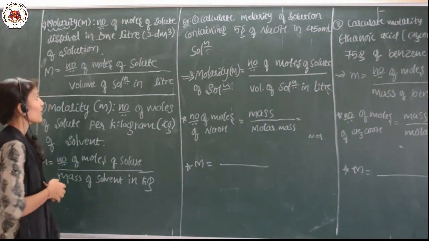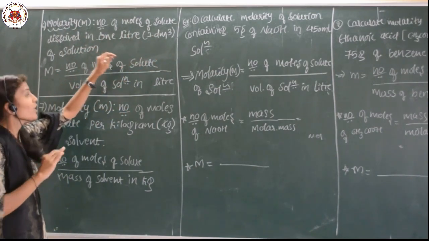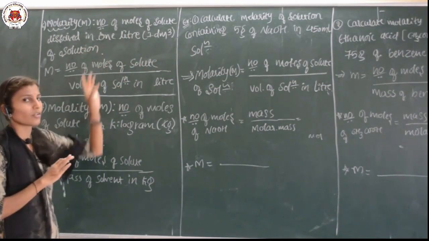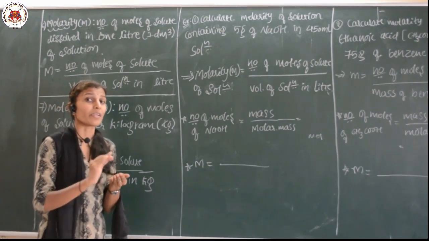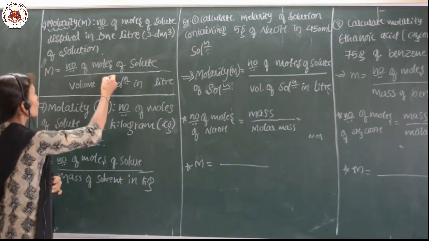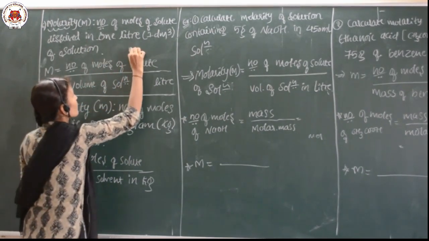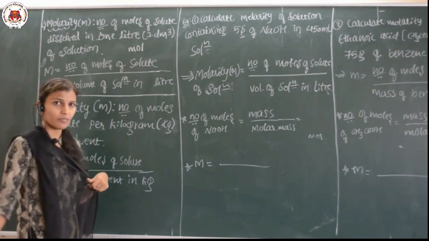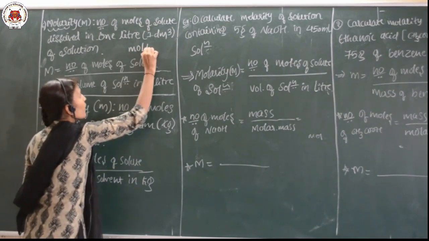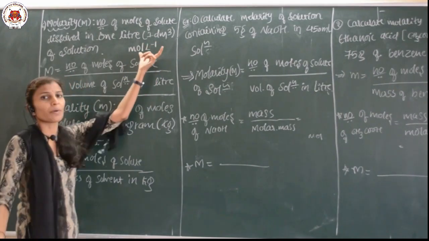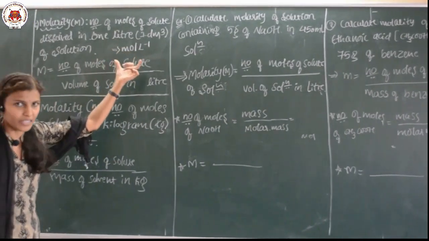Once again I will tell you, molarity is the number of moles of the solute dissolved in 1 liter of the solution, and it is indicated by the capital M. So see here, unit of the molarity: number of moles of the solute is expressed in terms of mole divided by the volume of the solution in liter. It means per liter. Mole per liter is the unit of the molarity.